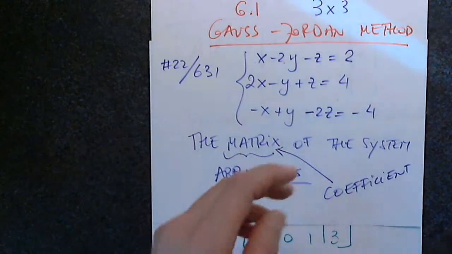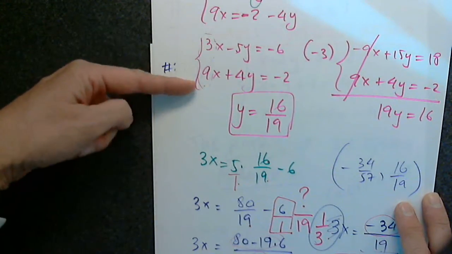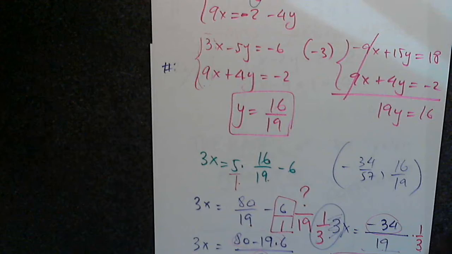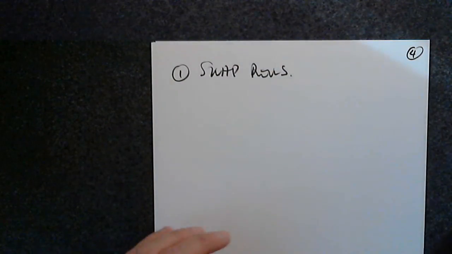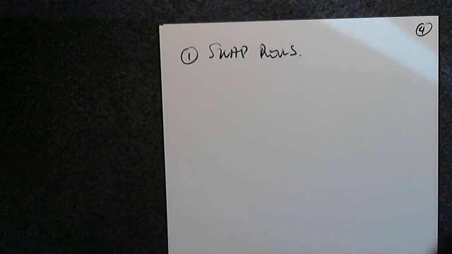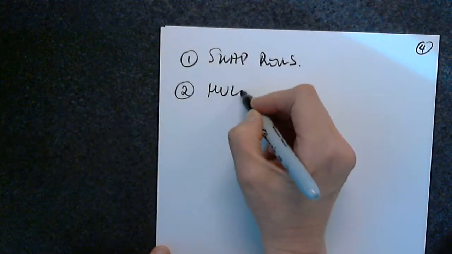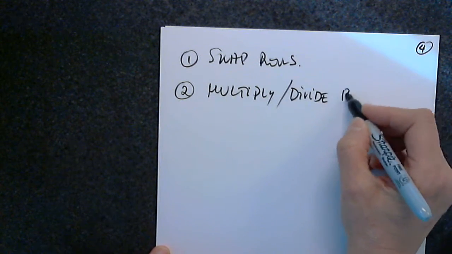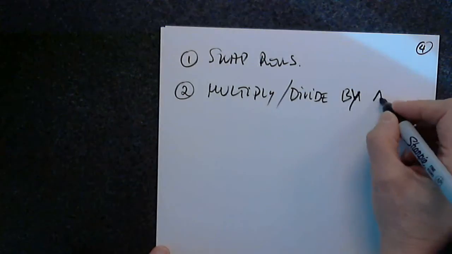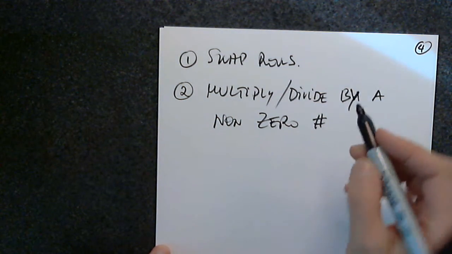One more time, going back to our previous problem. Do you think that if I swap these 2 and I consider this one the first equation and this one the second one, the final solution will change? No, it doesn't matter. The order is not important. Good. So that's our first allowed operation. The second allowed operation is to multiply or divide by a non-zero number. Multiply and divide any row.